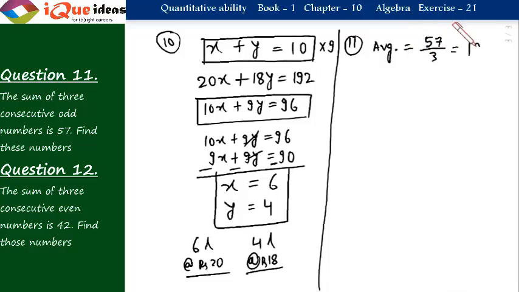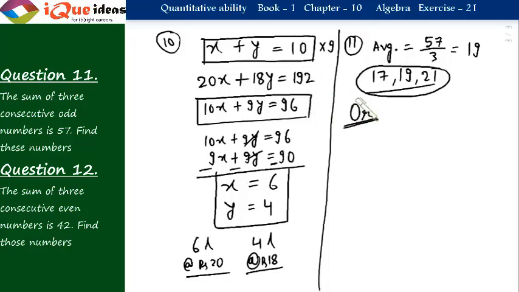So 19 is the middle number, and we have to take consecutive odd numbers. So the odd number before 19 would be 17, and the odd number after 19 would be 21. So the answer is 17, 19 and 21. This is one method of doing this question. Or let's consider another method.